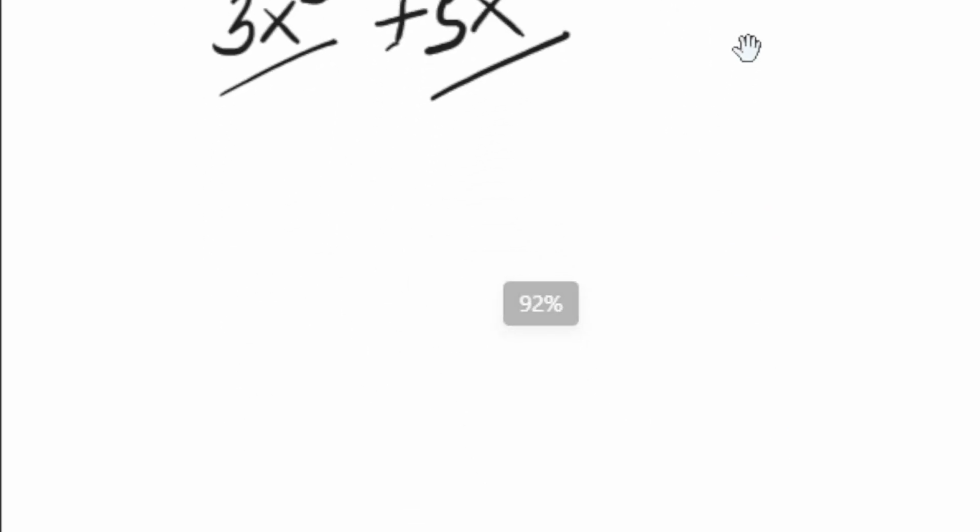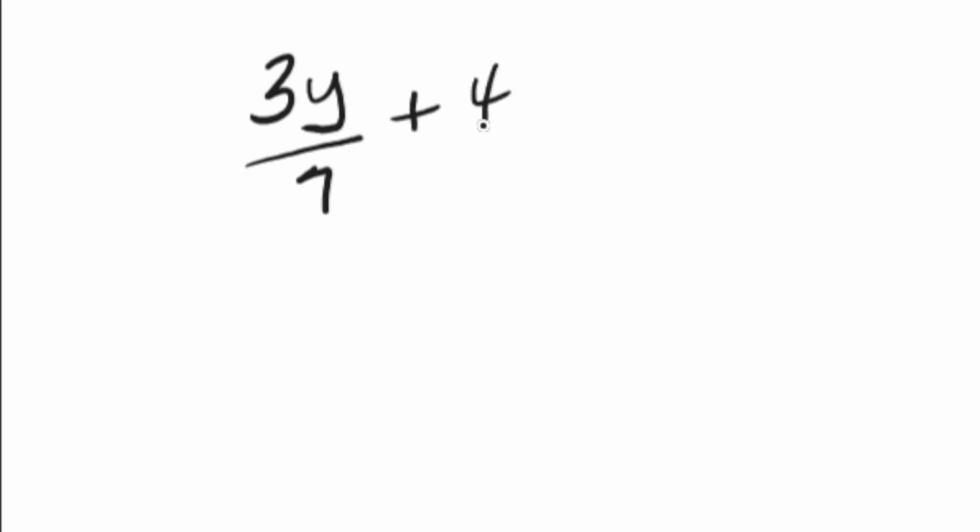Let's look at another example of a term. I hope you're getting what a term is. So let's say I have 3y divided by 7 plus 4yx plus 8. Okay, let me make it minus 8.